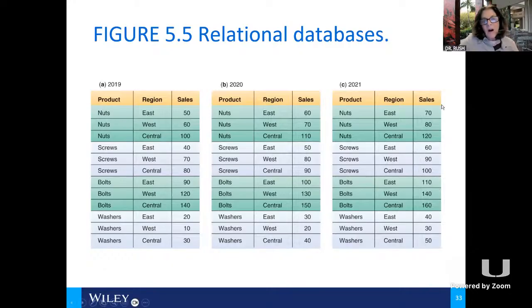And there's something called relational databases. If I think about relational databases, these are like tables in a spreadsheet. I have this table. How many fields do I have? I have three: product, region, and sales. So, Stephen, do I have a primary key here?